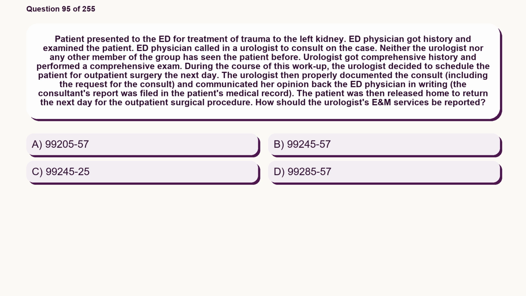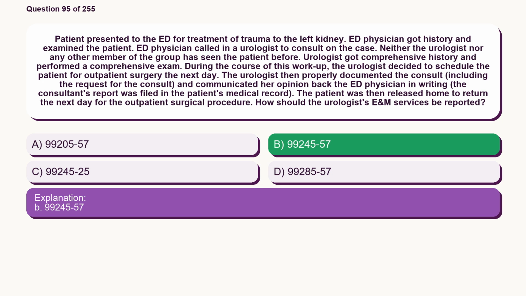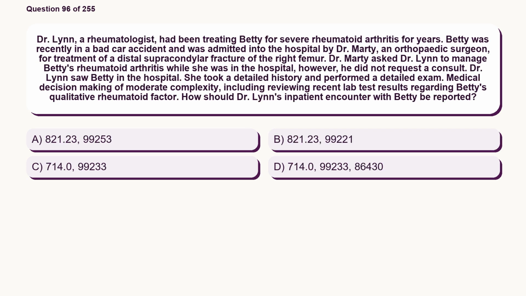Option A, 99205-57. Option B, 99245-57. Option C, 99245-25. Option D, 99285-57. The correct answer is option B, 99245-57. Question 96.